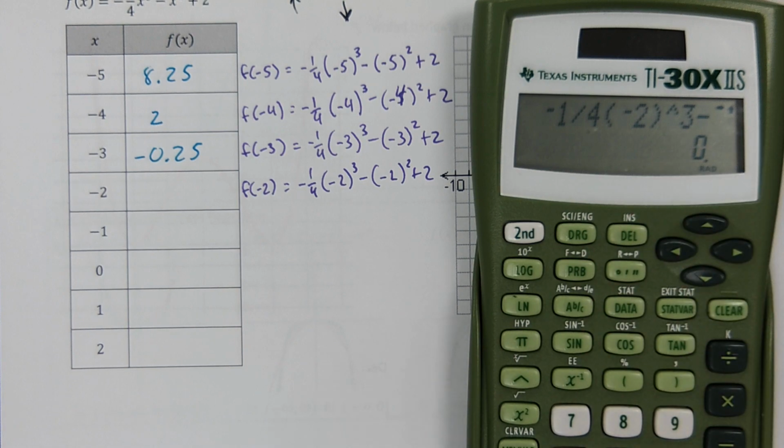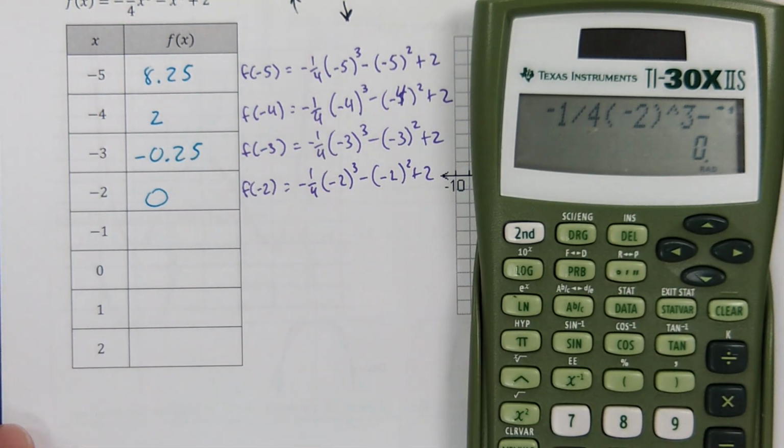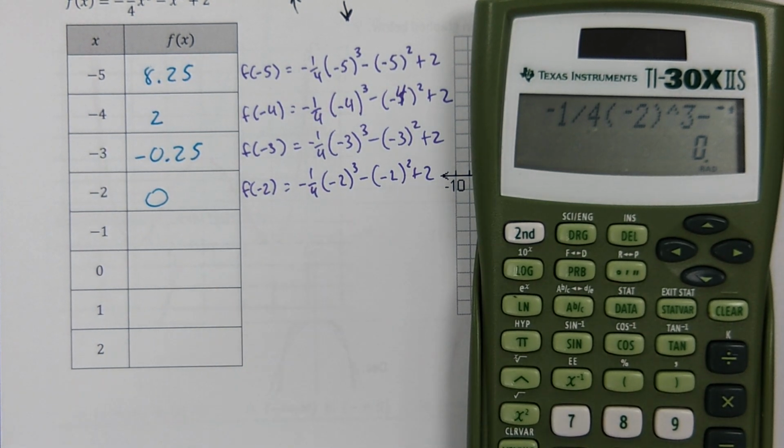Y value of 0. Y value of 0 means I figured out when my graph hits the x-axis. That's always important. Found an x-intercept. Cool.